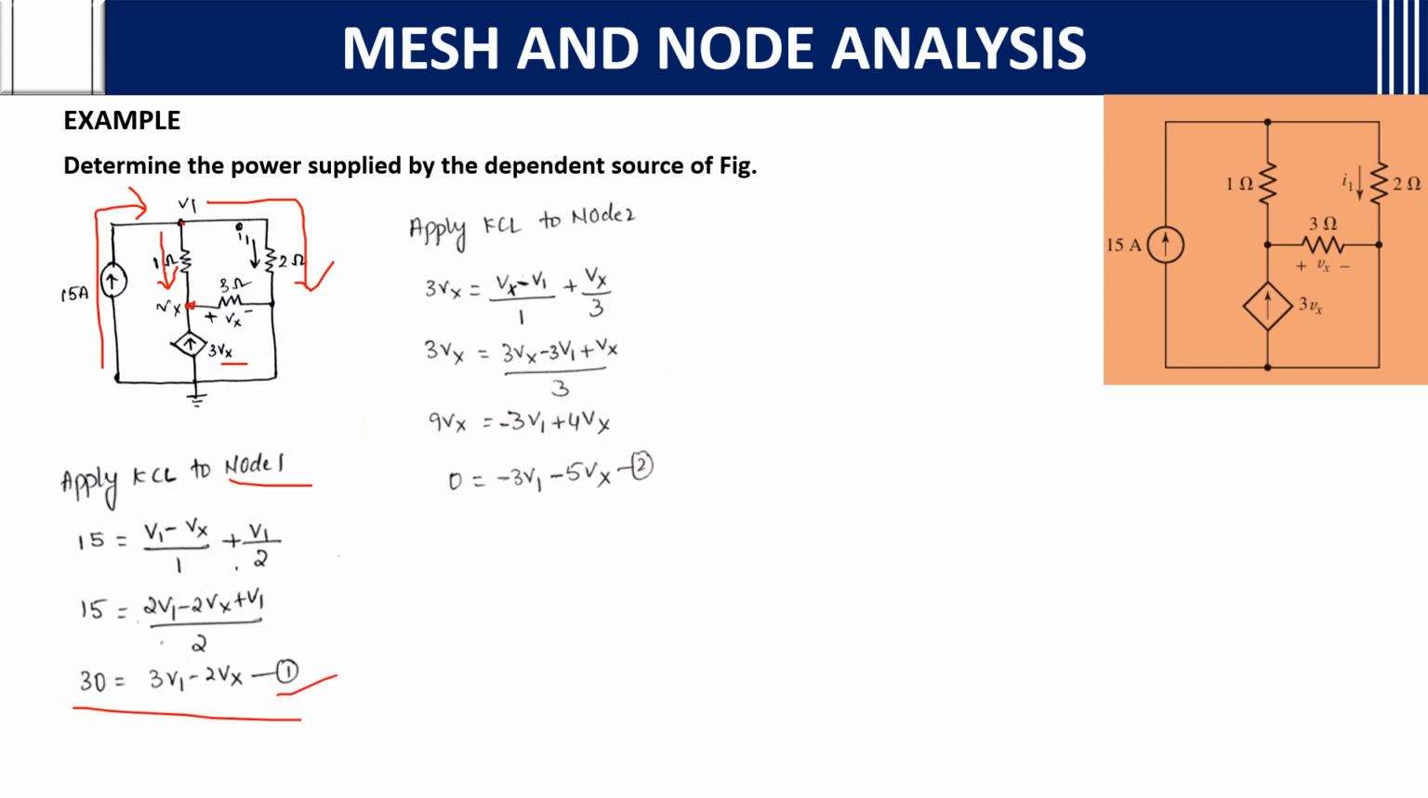Now apply KCL to node 2, that is node X. If you apply, current is moving towards the node. This is outside, take this as outside now. You can consider either way, but if there are current sources, consider those first.